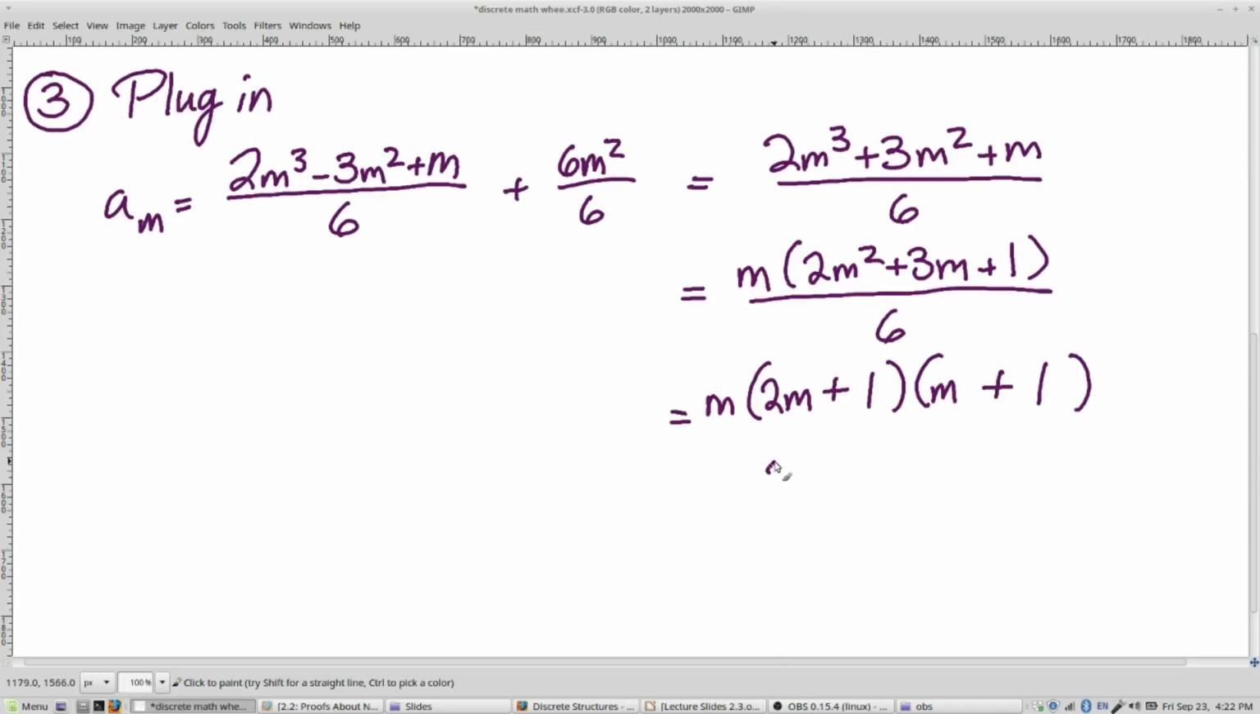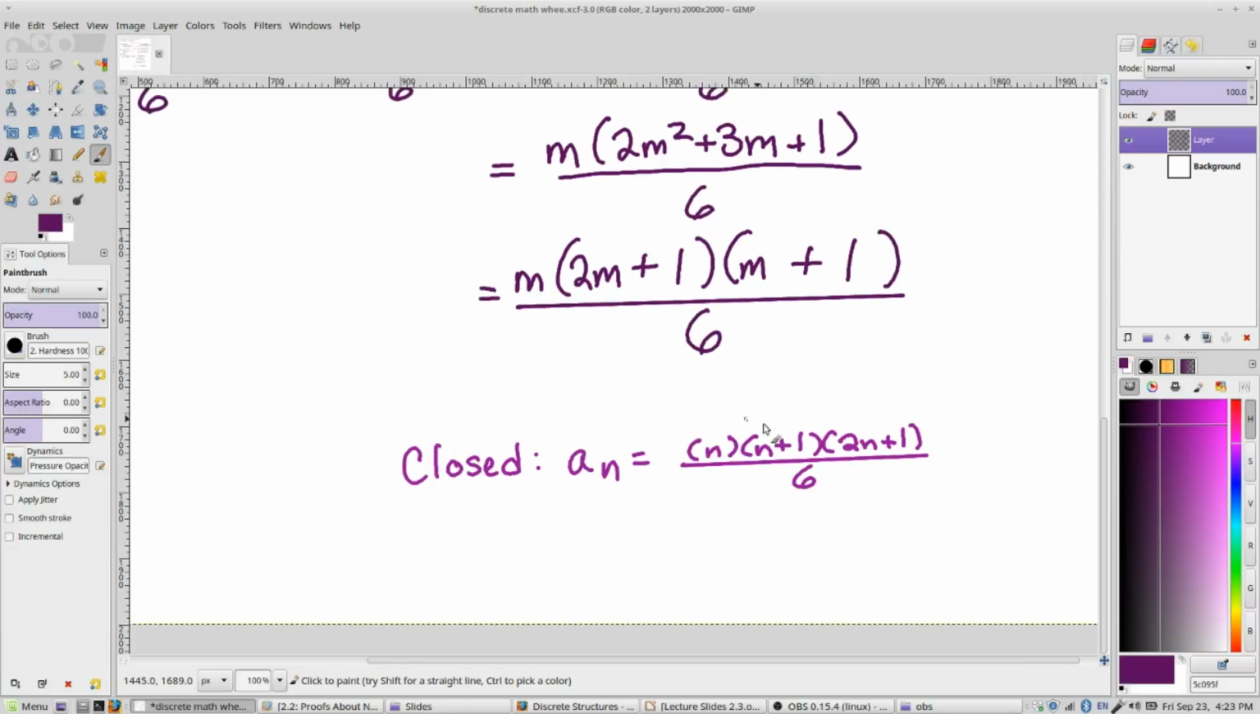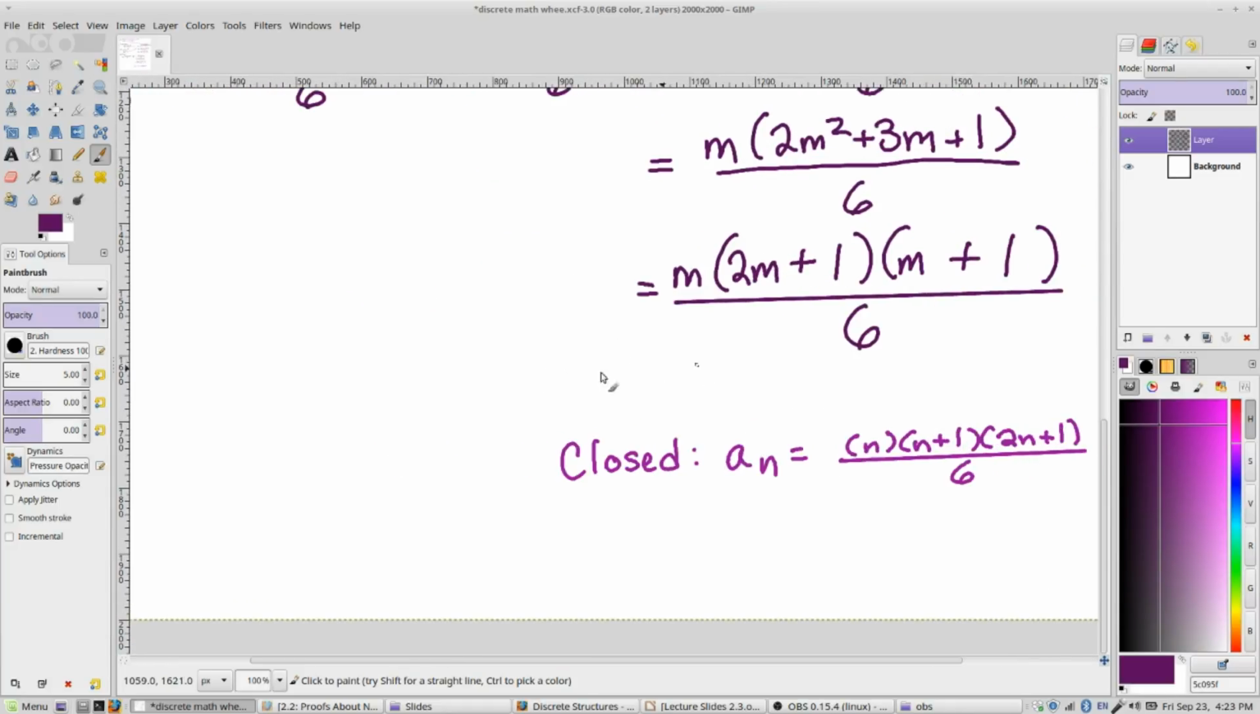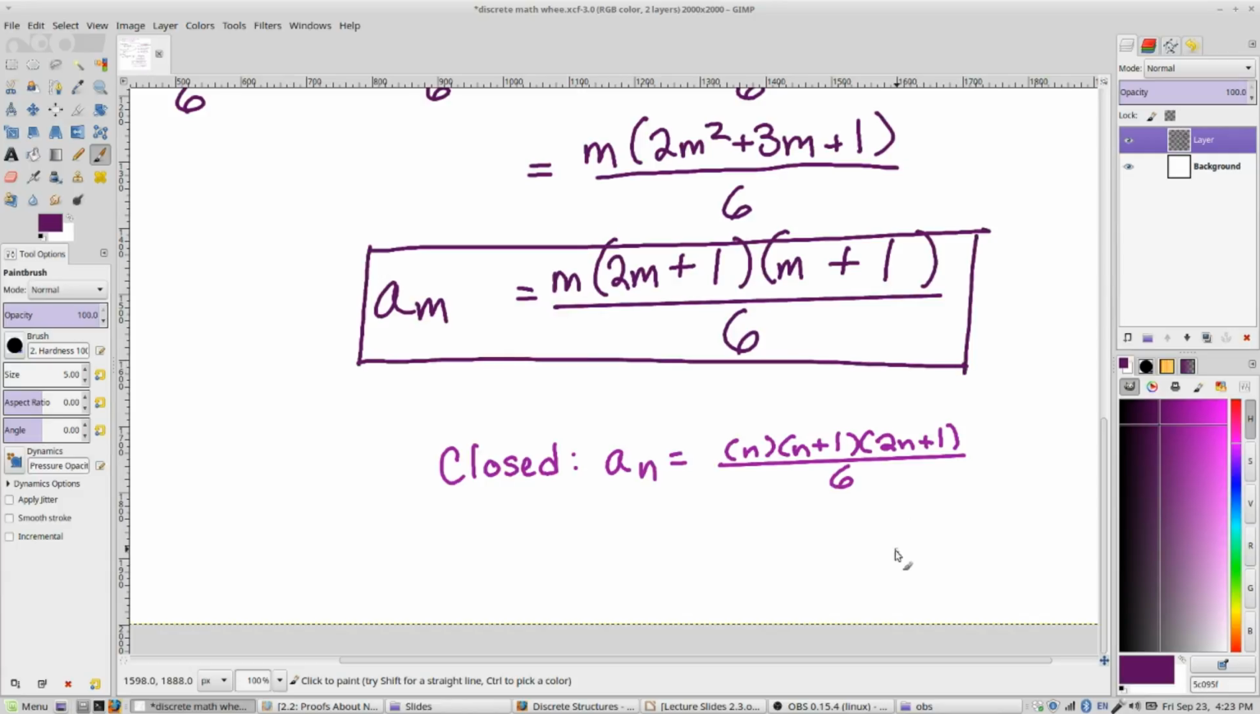So if we multiply this back out, we'll end up with 2m squared plus 2m plus 1m plus 1, which should equal out to that. So this is the factored version, and that will be over 6. So this is the original closed formula. We have m plus 1, and we have 2m plus 1. We could rewrite that if we want to be in the same order, but since it's multiplication, you can rearrange these in any order. So they are equivalent. So that is our proof that the recursive formula and the closed formula are equivalent.